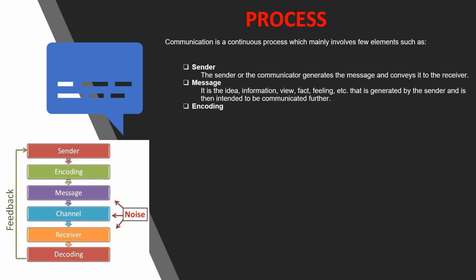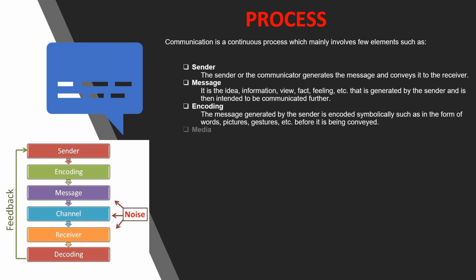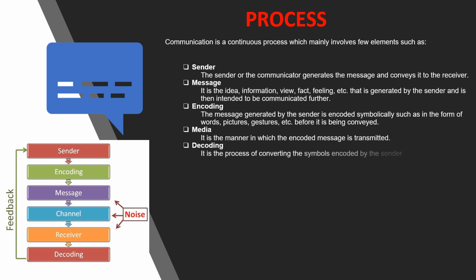The next one is encoding. The message generated by the sender is encoded symbolically, such as in the form of words, pictures, gestures, etc., before it is being conveyed. The next one is media. It is the manner in which the encoded message is transmitted. Then decoding takes place. It is the process of converting the symbols encoded by the sender, after which the message is received by the receiver.